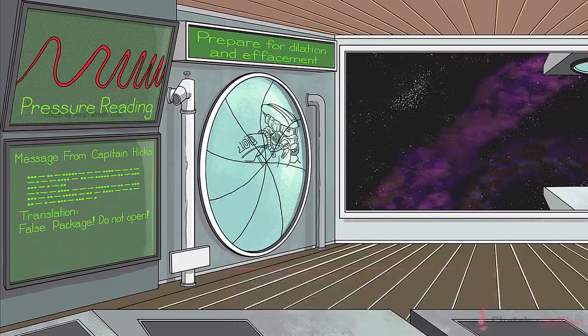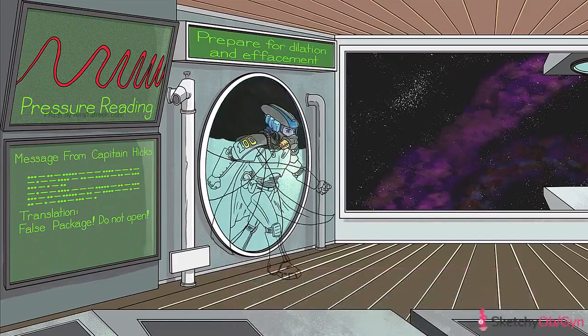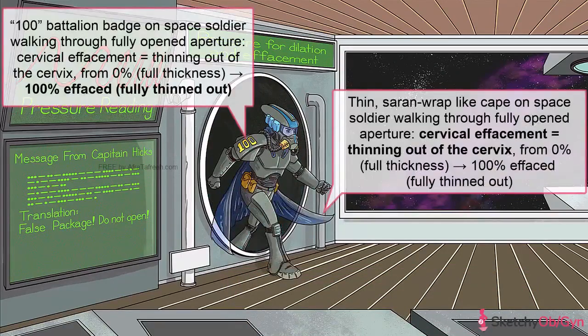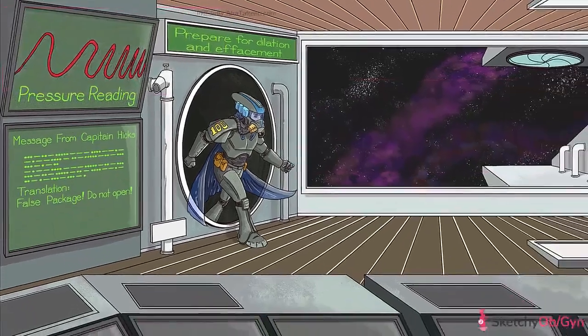Pretty neat, huh? Cervical effacement refers to how thinned out the cervix is, which is why we've represented it with the space soldier's thin cape. 0% effaced means that it's at maximum thickness, and 100% effaced means that it's completely thinned out, almost to the thinness of saran wrap. When a cervix is 10 centimeters dilated and 100% effaced, your patient is ready to push!